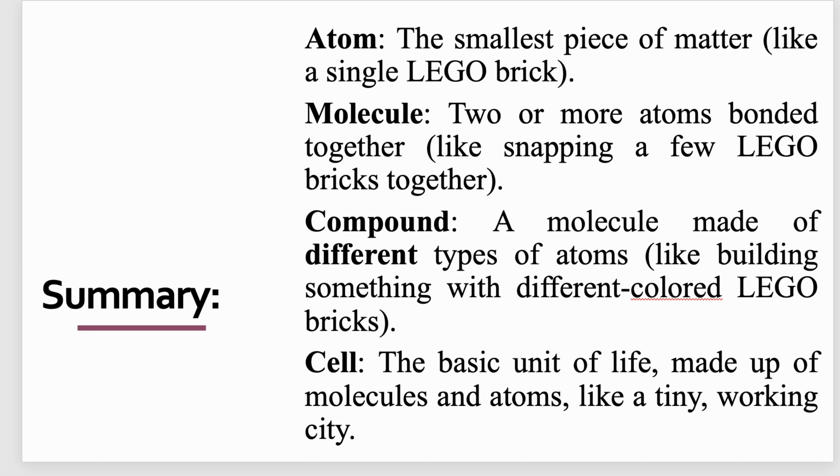Let's quickly summarize this difference between atom, molecule, compound, and cell. The smallest piece of matter, like a single Lego brick, is an atom. Molecule: two or more atoms bonded together, like snapping a few Lego bricks together. And compound: a molecule made of different types of atoms, like building something with different colored Lego bricks. And a cell is the basic unit of life, made up of molecules and atoms, like a tiny working city.